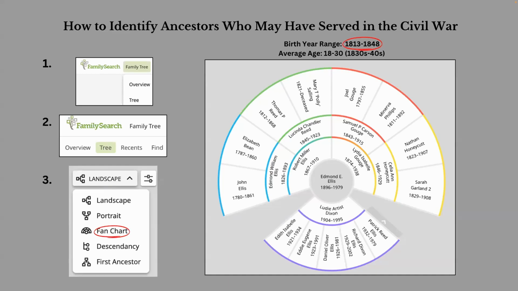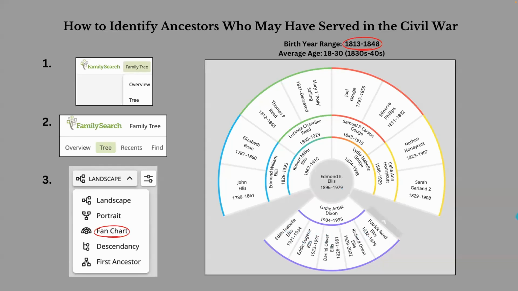It will automatically put your name as the center person, but I want to look at my grandparents, so I'm going to change it. The way you change the person in the middle is to hover over the birth and death year, and then just click on it, and it'll put that person into the middle. So I am going to look at my paternal grandfather. His name's Edmund E. Ellis. Here's his wife. Here are his deceased children.